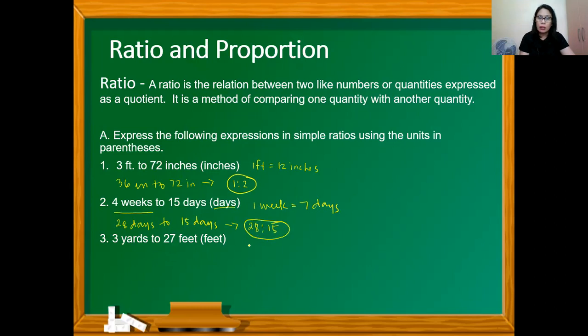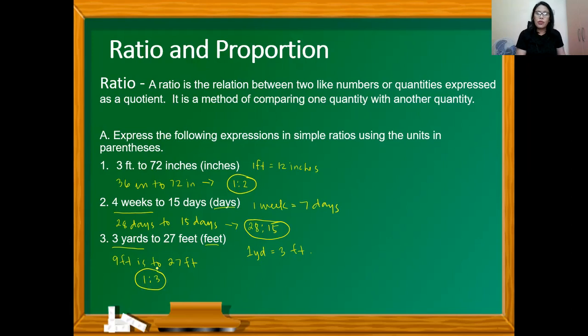Now we know that 1 yard is always equal to 3 feet. So converting 3 yards to feet requires us to multiply 3 by 3. So we have 9 feet to 27 feet. Since the two have a common factor, which is 9, we will divide both by 9. This leads us to the simplest form, 1 is to 3. So that's how we simplify a ratio.